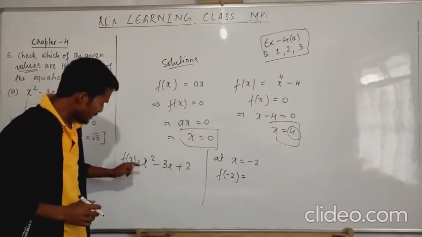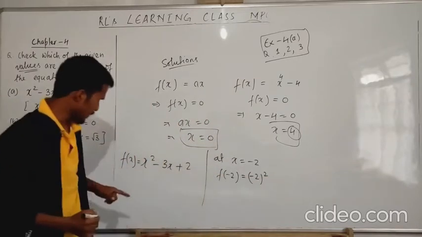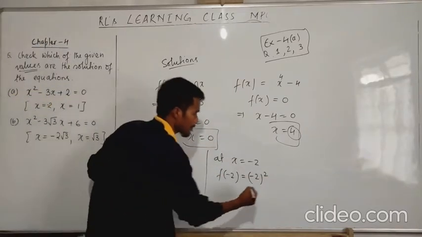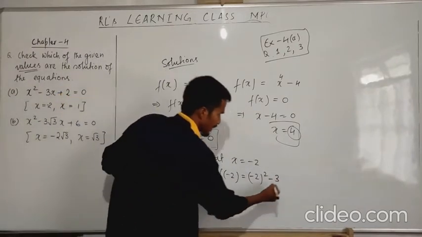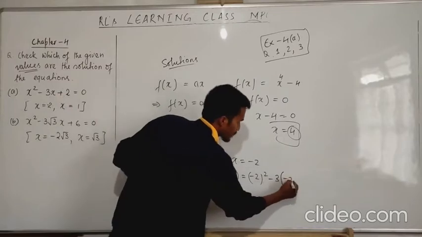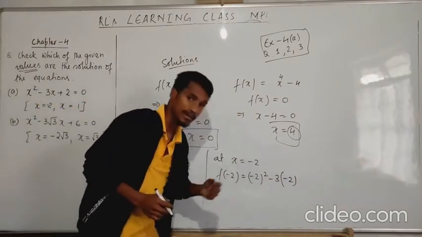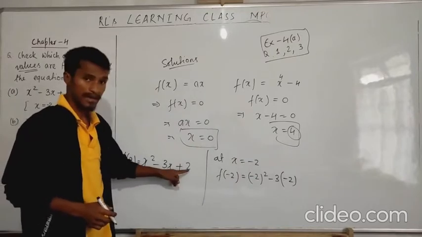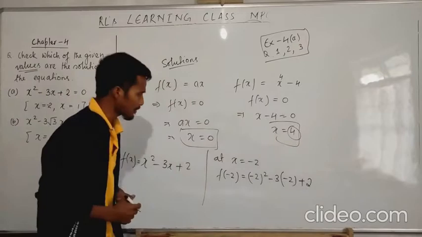Then in place of this x, I'll put minus 2 whole thing squared, because here there's a square. Then minus 3, and in place of x, minus 2. In place of this x, we have to substitute this minus 2. Then here there's no more x, so just write this value plus 2. Let's do the calculation.